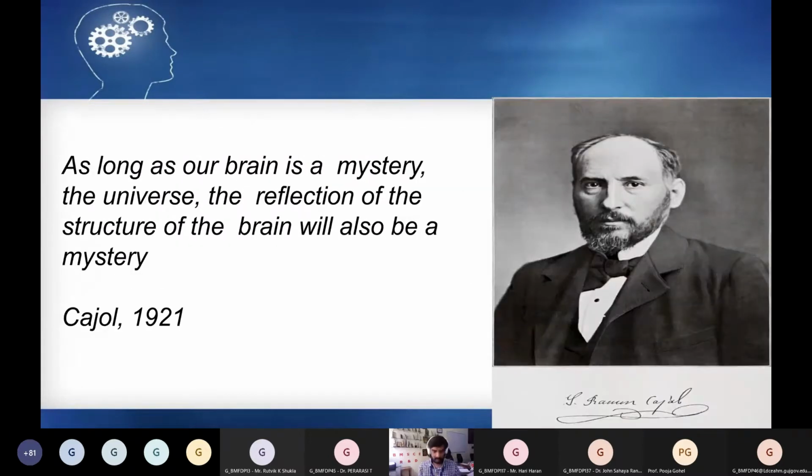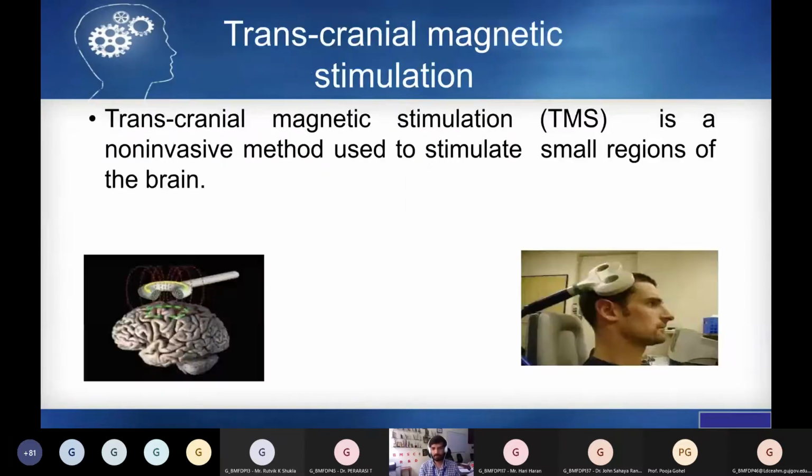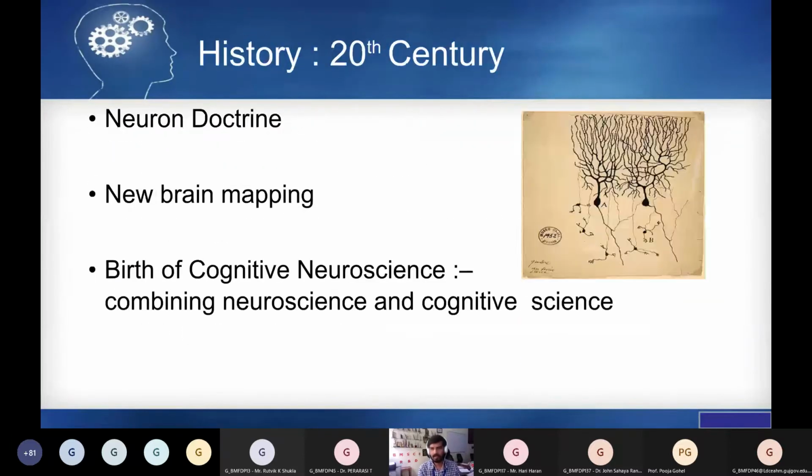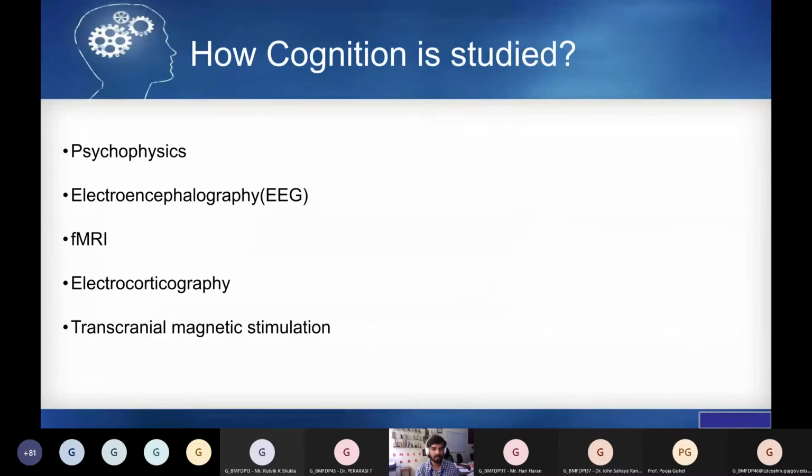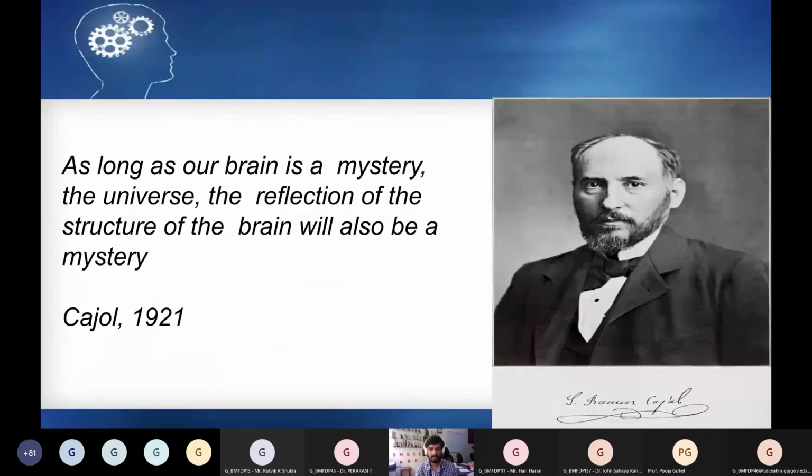If you remember, I showed you one of the pictures. Let me go back to that picture. Yeah, this is a picture done by Santiago Ramón y Cajal in 1952. He's from Madrid in Spain. The same person gave one very nice quote, and I thought I'd use it: as long as our brain is a mystery, the universe, the reflection of the structure of the brain, will also be a mystery. He said this in 1921, and later he came up with amazing brain doctrine and so on.